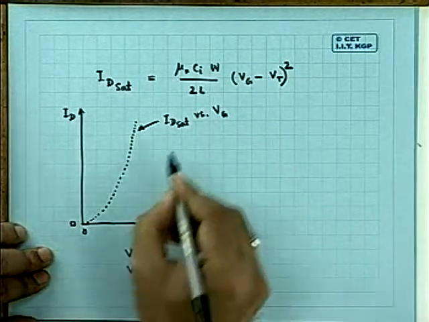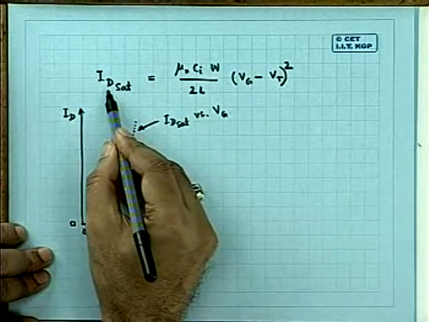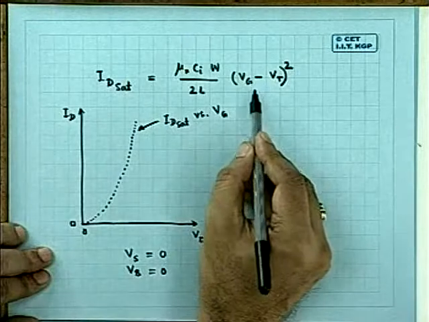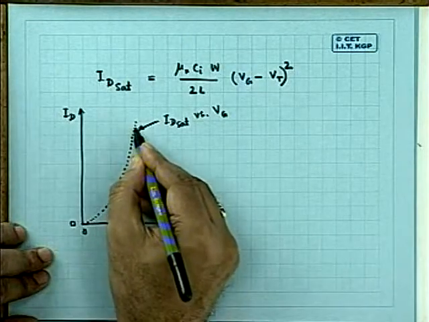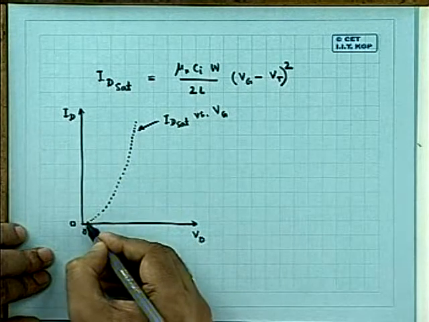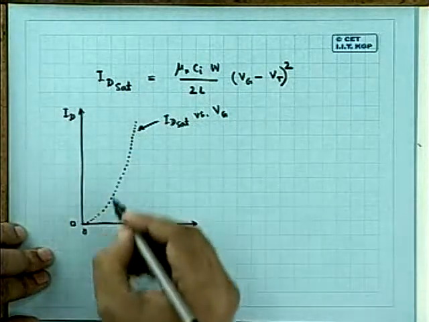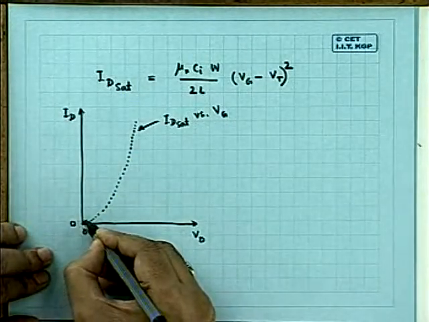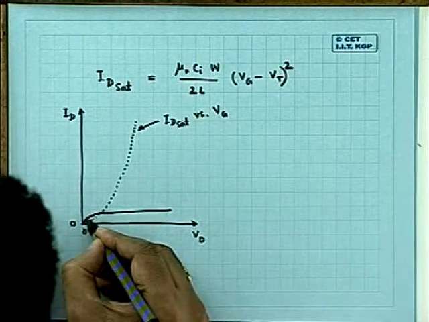Then, for different values of ID, if I now plot ID, then what are we getting? This boundary is nothing but the boundary for saturation. Before that, the current was increasing linearly, following the old equation. So what I'll get is a set of curves like this.